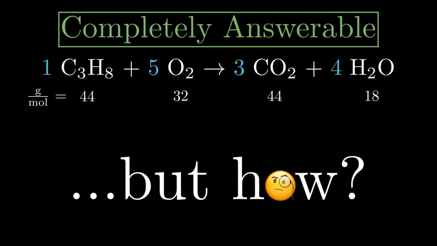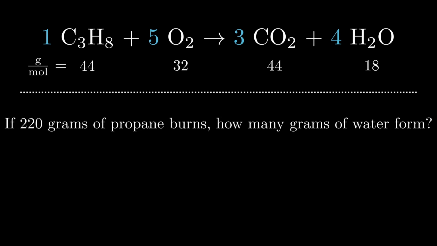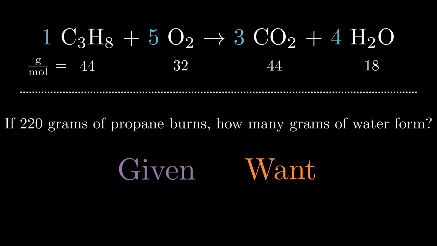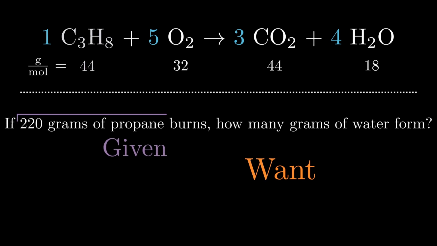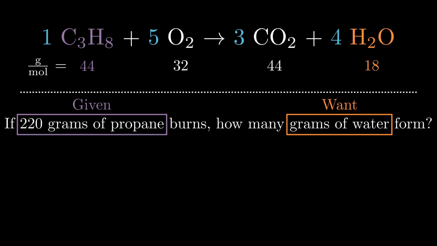But how? Inspecting the question a bit more closely, the first sentence is completely superfluous because we now have the equation described by it. This means we can ignore it and focus on the second sentence. Regardless of how everything is phrased in the question, we should identify what we are given and what we want to find. The given is always explicitly stated with a value, so in this question it is 220 grams of propane. The want is, well, what the question wants us to do, which in this case is finding the grams of water that form. At this stage, we know the balanced equation, molar masses, what we are given in the question, and what we are asked to find.